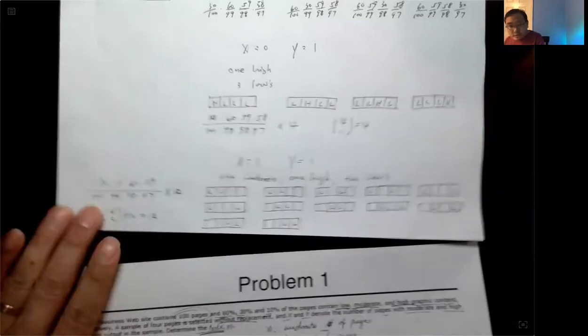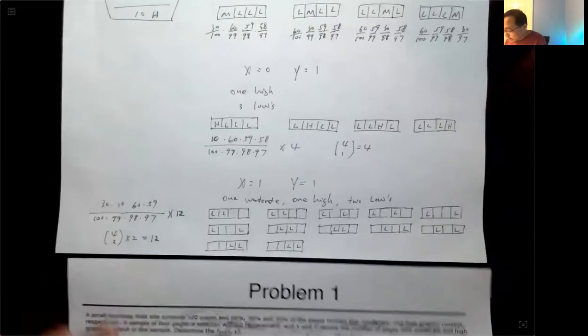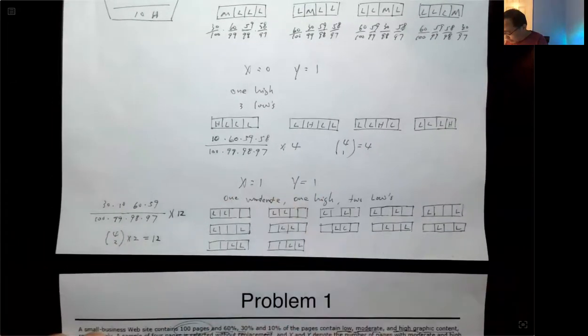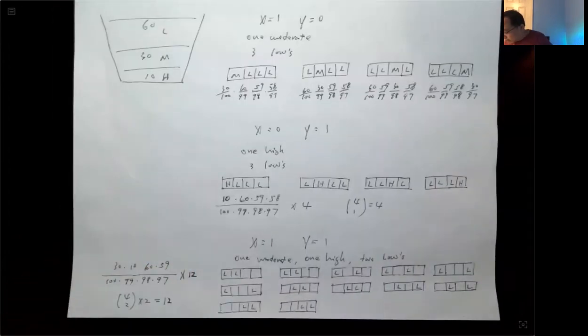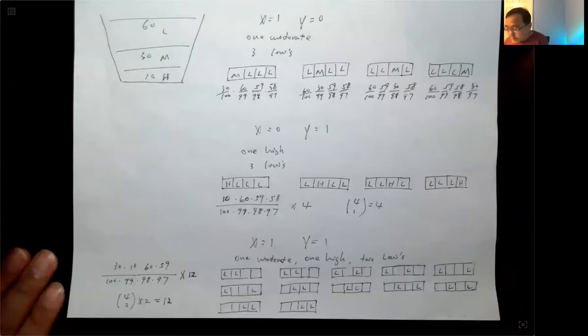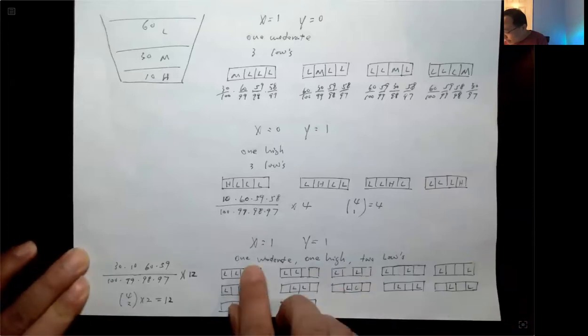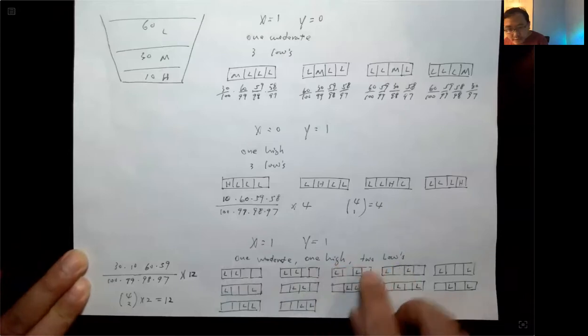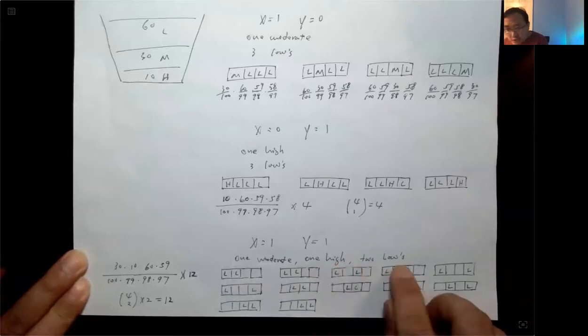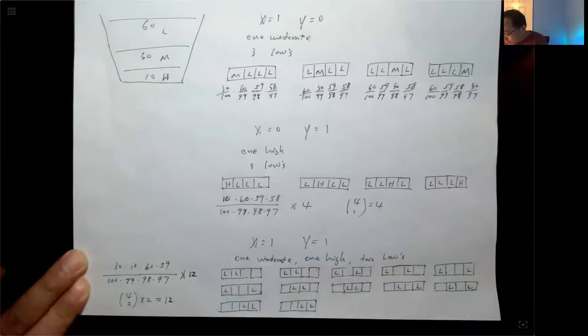One more example, okay? X equal to 1 and y equal to 1. What does that mean? X equal to 1 and y equal to 1. One moderate, one high, and the remaining two will be two lows, right? So it should be easy to figure out this probability value.